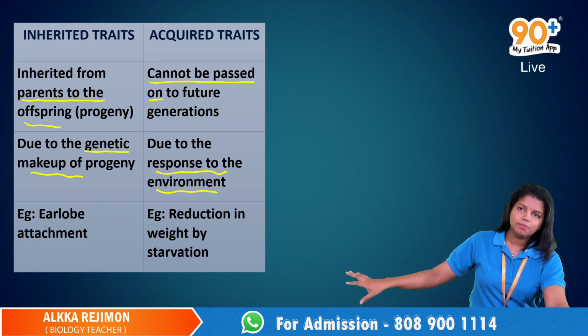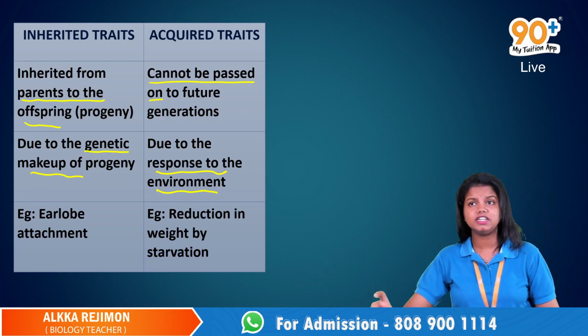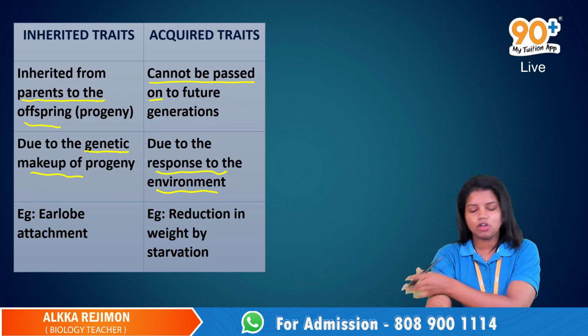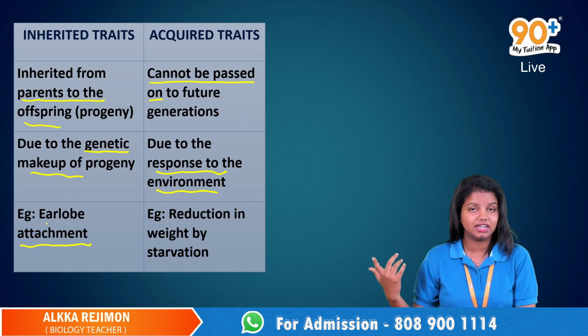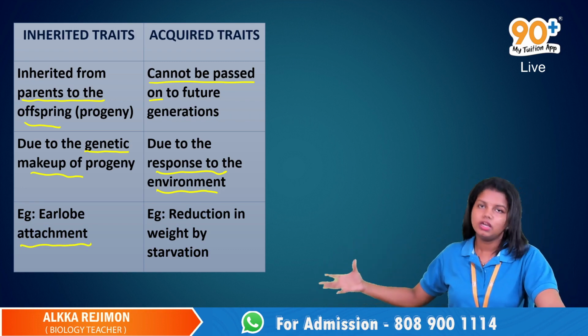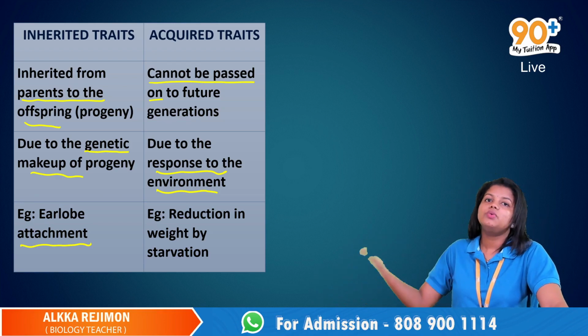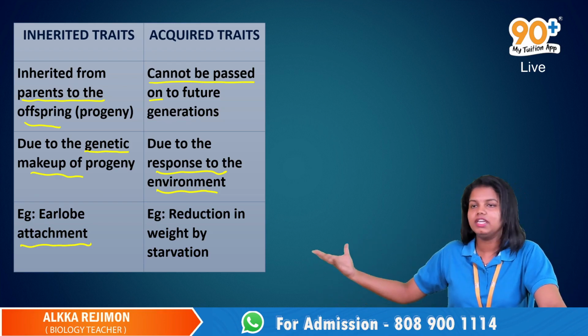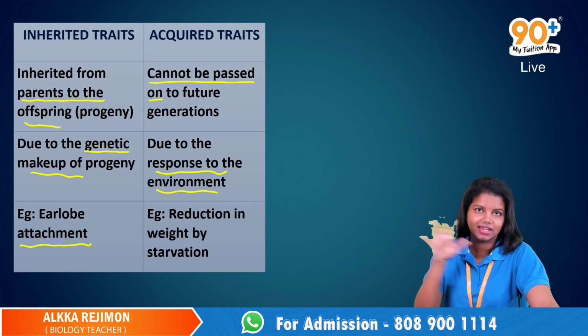And an example of an inherited trait is earlobe attachment. The variation we saw earlier, which means if your father has a free earlobe, there is a probability that you can get a free earlobe from the DNA of your father. It can get carried on.